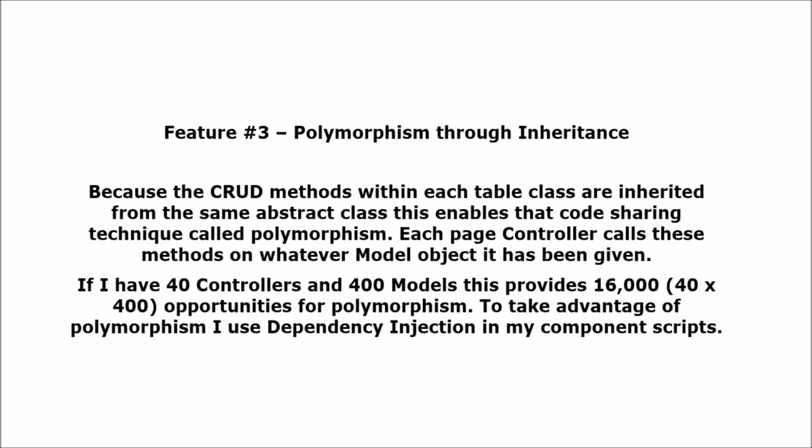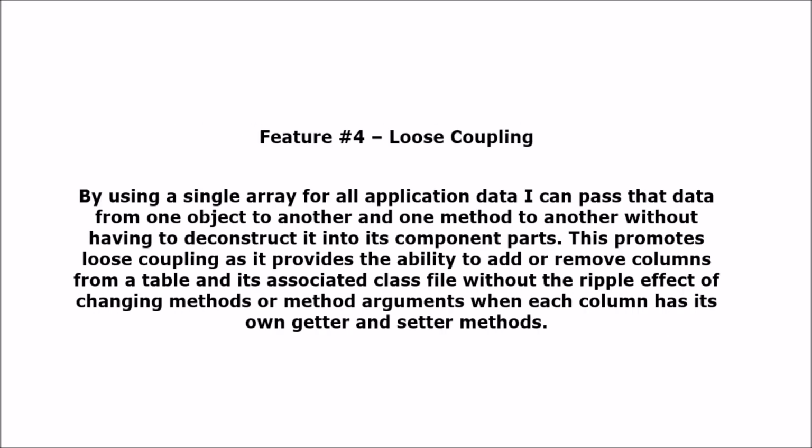Because the CRUD methods within each table class are inherited from the same abstract class, this enables that code sharing technique called polymorphism. Each page controller calls these methods on whatever model object it has been given. If I have 40 controllers and 400 models, this provides 16,000 opportunities for polymorphism. To take advantage of polymorphism, I use dependency injection in my component scripts.